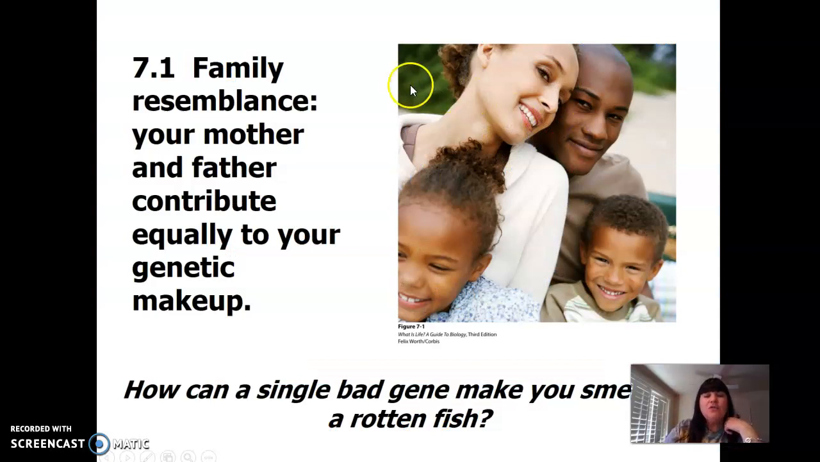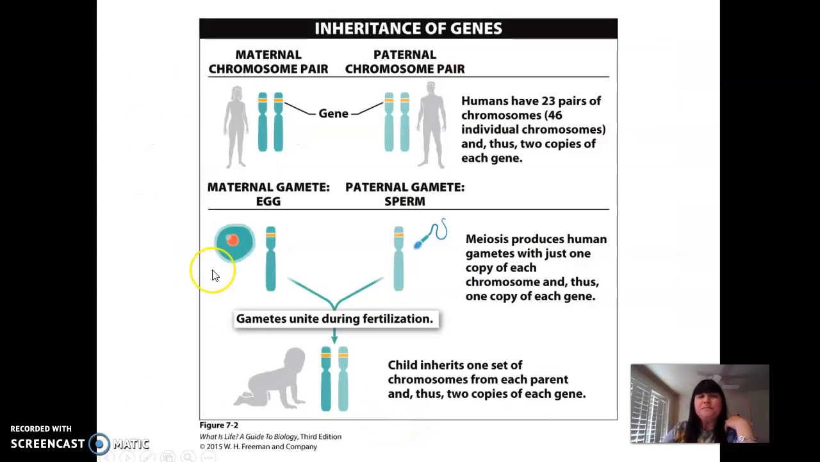All right. So family resemblance: your mother and your father contribute equally to your genetic makeup. So imagine this is the mom and this is the dad and here are the kids. How do they give their traits to their babies? So that's what we're talking about. And in this chapter, the author really likes to give you examples, how a single bad gene can make you smell like rotten fish. What? Yes, for some people, it's a genetic disorder.